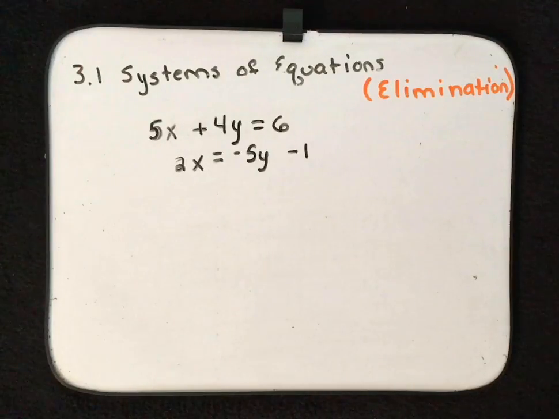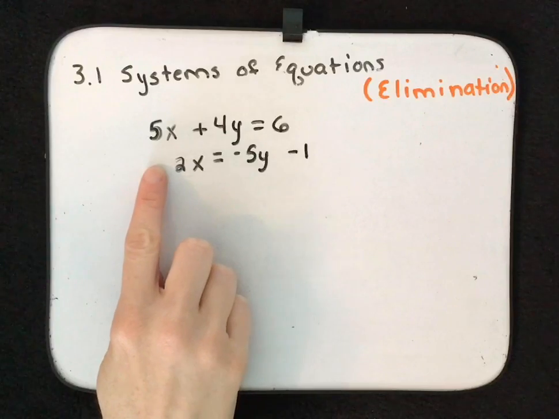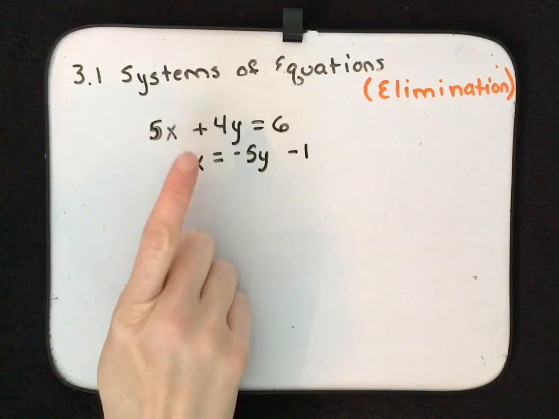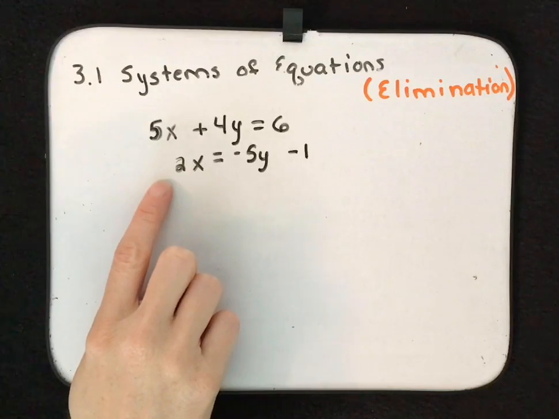So instead of doing that, let's try to make one variable in each equation match. What I mean by that is if we have 5x here, let's see if we can get something between the 5x and the 2x that matches. I'll show you what I mean.